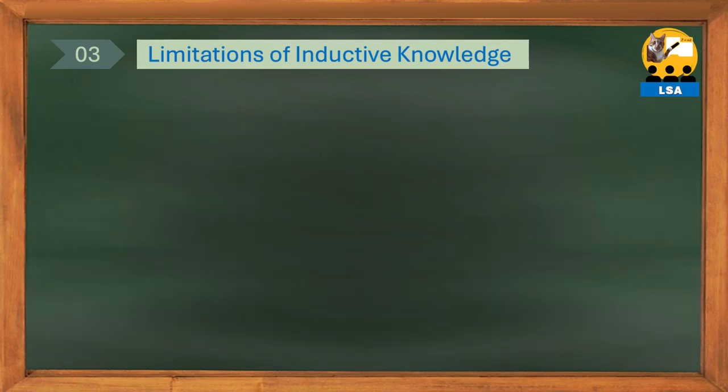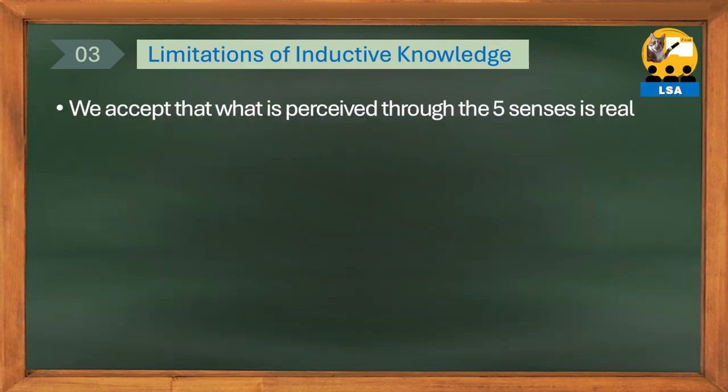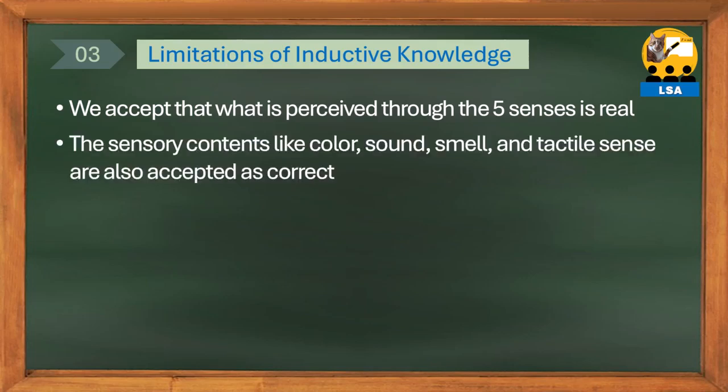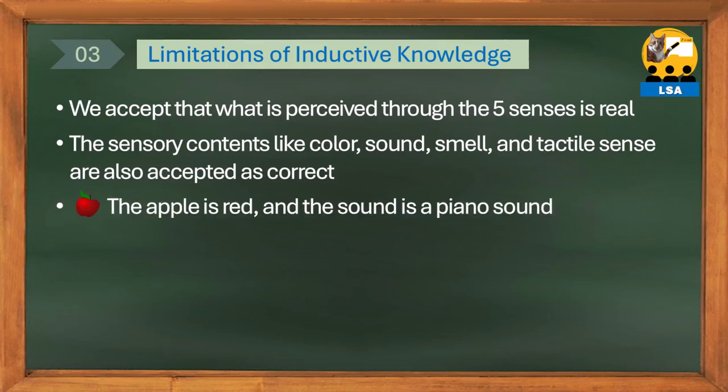We accepted a moment ago that what is perceived through the five senses is real. For the same reason, we also accept the sensory contents recognized through the five senses, such as color, sound, smell, taste, and touch, as correct. Therefore, the apple's color is red, and the sound you just heard is a piano sound.